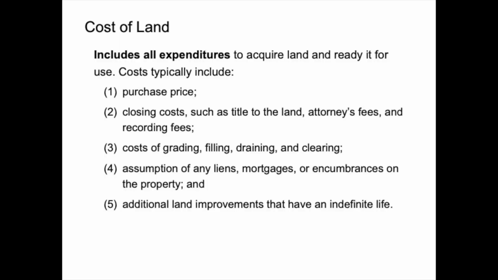Typical costs include the purchase price, closing costs, attorneys, and any recording fees associated with the acquisition of the land. It also includes land improvements such as grading, filling, draining, and clearing. So if I buy a piece of land that has a bunch of trees on it, and I need to cut them all down and bring a bulldozer in and flatten the parcel out so that it's even conducive to putting a building on, all of those costs are included in the price of the land. It's getting the land ready for the building.